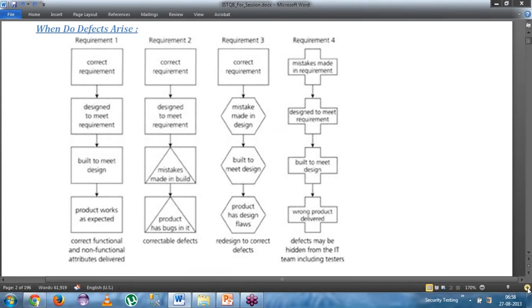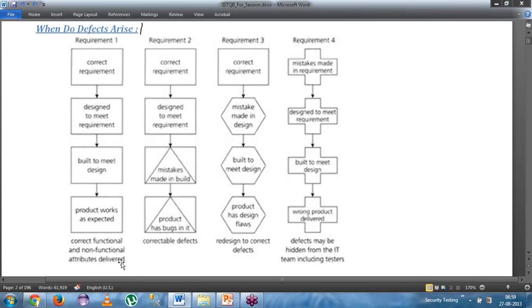Fine. So when defects can arise, what are the probabilities, or what are the probable chances that we can think of? It can be due to any number of reasons that we discussed a few minutes back. But in what different phases it can contribute is what we are talking about. Fine. The first thing, if you can see this particular workflow: your requirement is correct, your design is correct, your build is also correct, your product is working as expected, then correct functional and non-functional attributes are delivered. It means that you have delivered what is expected.